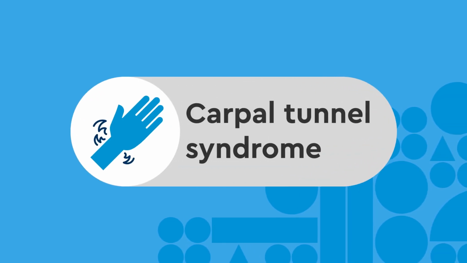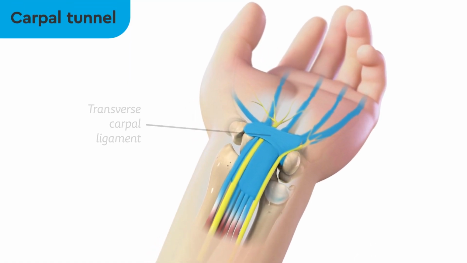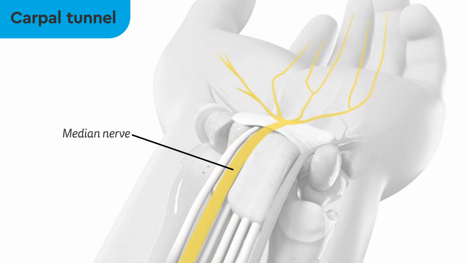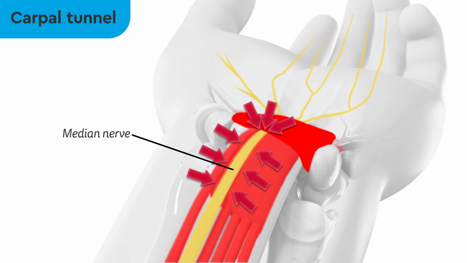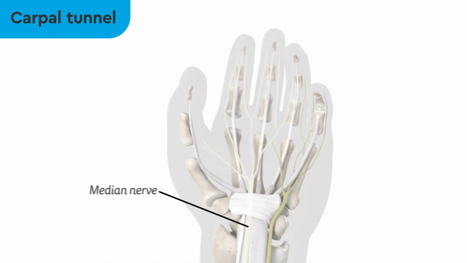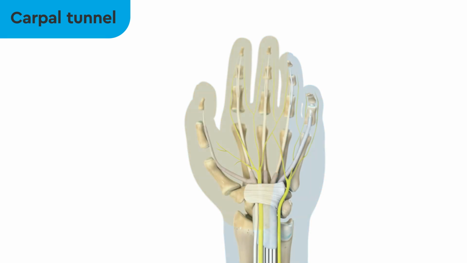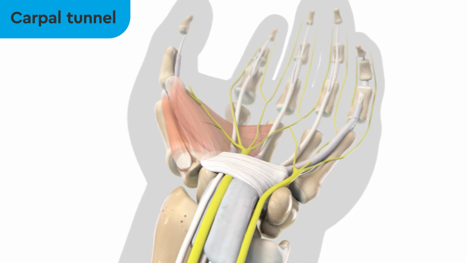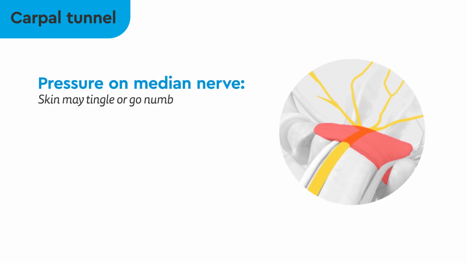Carpal tunnel syndrome. Carpal tunnel syndrome is when the thicker connective tissue in the wrist, including the transverse carpal ligament, puts pressure on the median nerve. The median nerve controls about half the nerves of the palm-facing side of the hand, as well as the muscles of the thumb. As the median nerve gets squeezed, it doesn't work as well as it should. The skin may start to tingle or go numb, and the thumb may start to become weak.